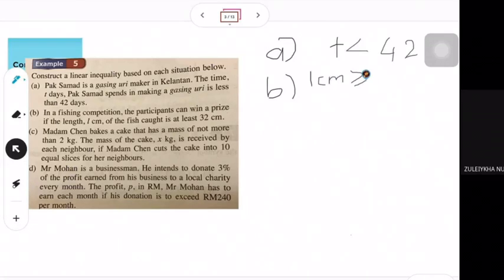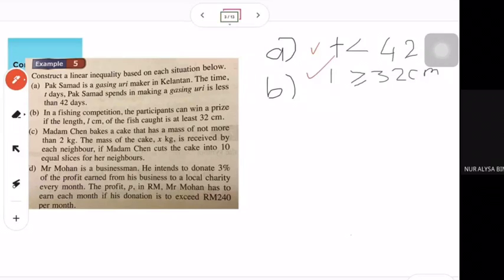No, L no need centimeter. Just put L only, because it's confusing. L centimeter looks a bit strange. No need to put unit. Done. L is greater than or equals to 32. Is that correct, class? Correct. Okay, at least means greater than or equal to. Okay, good. Thank you Zulaika.